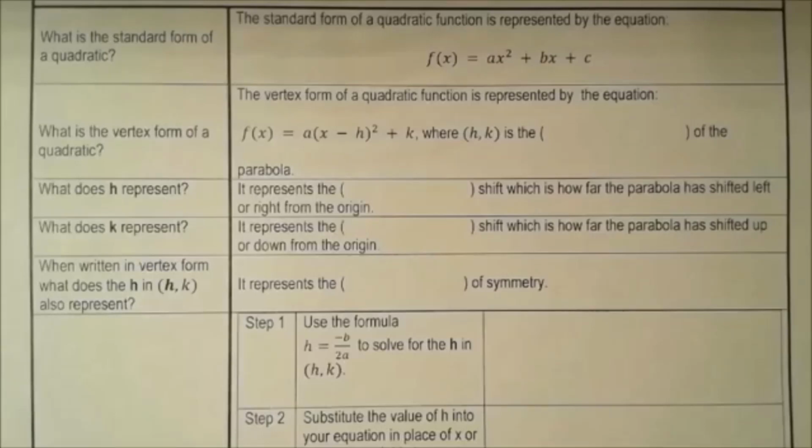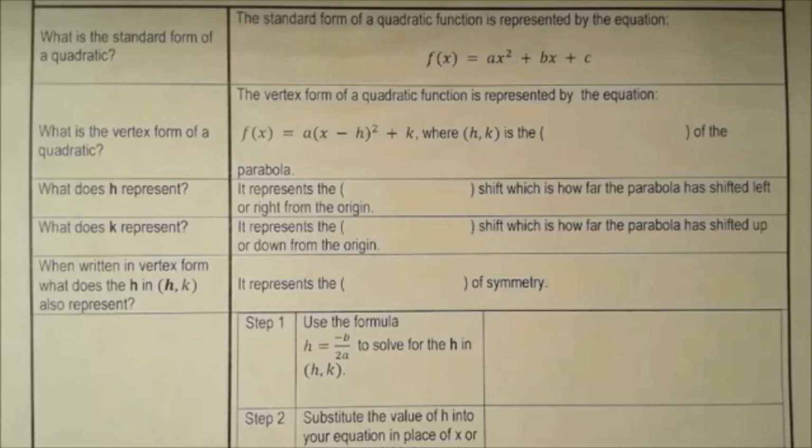Alright, in these notes today, we're going to be looking at how do I convert a quadratic from standard to vertex form. So first, let's look at the top. It says, what is standard form? What is the standard form of a quadratic? And the standard form of a quadratic function is represented by the equation f of x is equal to ax squared plus bx plus c.